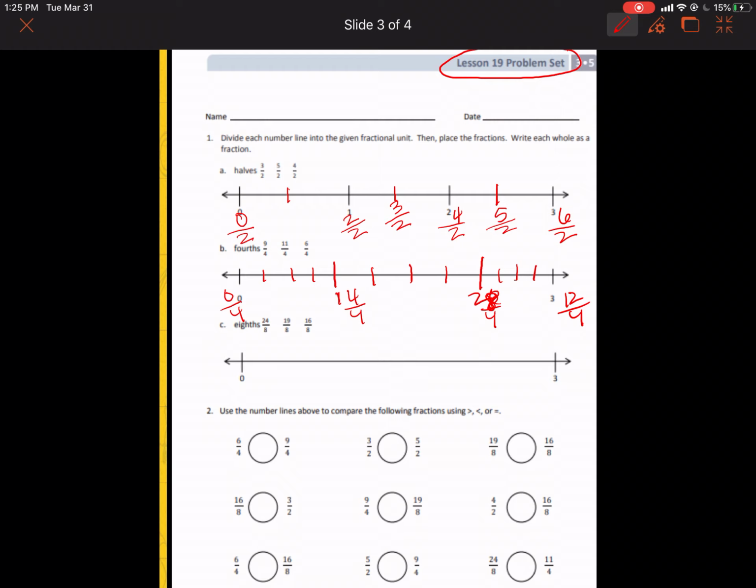Next, I'm going to label the fractions that are given below. So I've got 9 fourths. Let's see. 4, 5, 6, 7, 8, 9 fourths would be right here. Then 11 fourths is right here. And 6 fourths, 4, 5, 6 is right here.